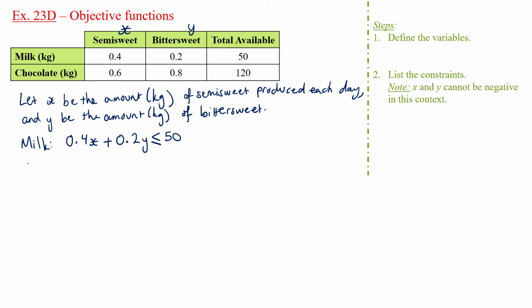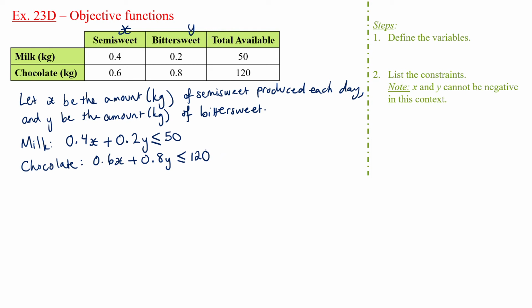My other constraint is chocolate. In the same sense, I can use 0.6 kilograms of chocolate to make semi-sweet. I can use 0.8 kilograms of chocolate to make bittersweet, and my total amount available of the chocolate ingredient, maybe it's chocolate powder, whatever it might be, is 120 kilos. So again, I can use the whole amount, or I can use less than it, but I cannot exceed the 120.